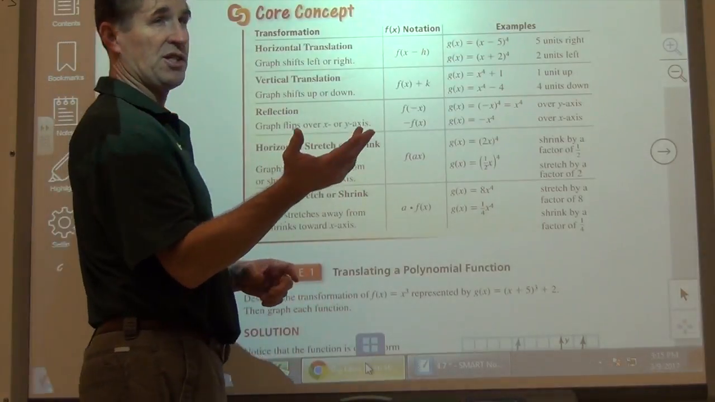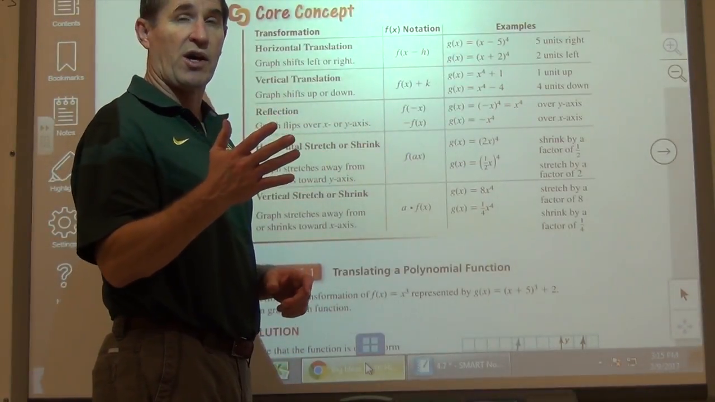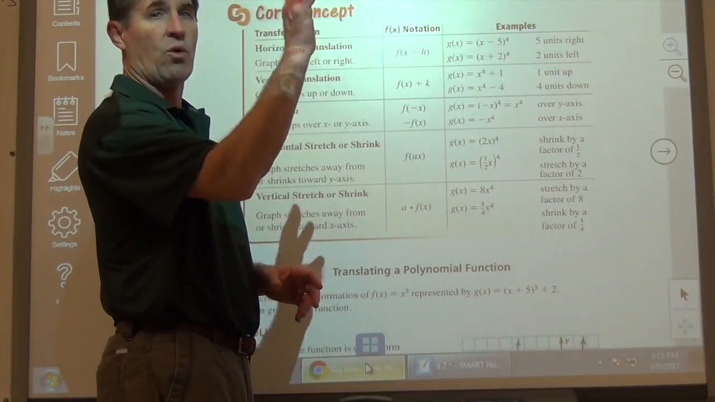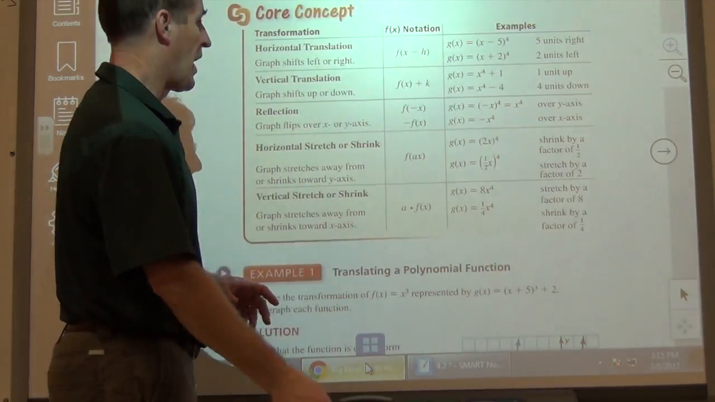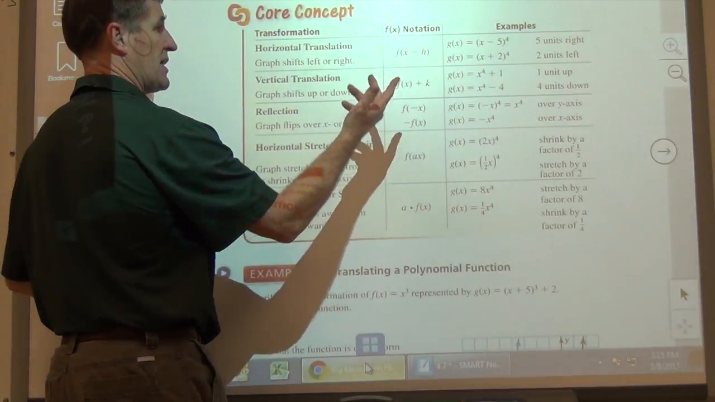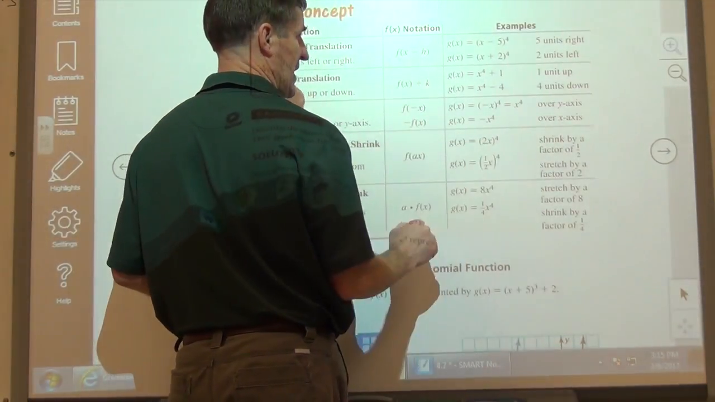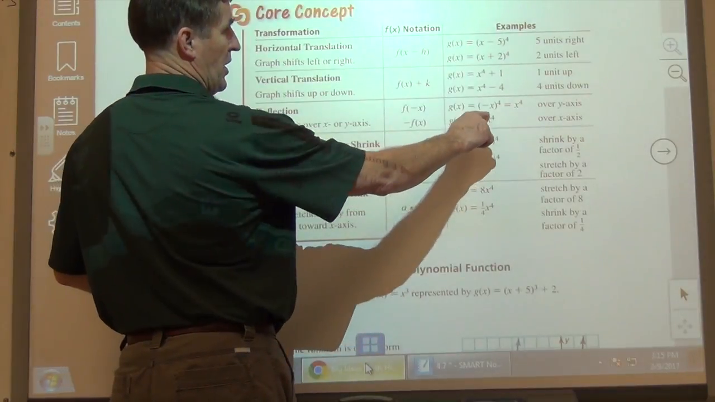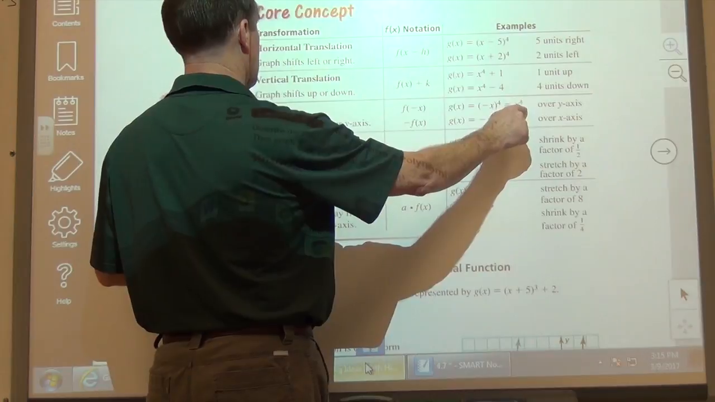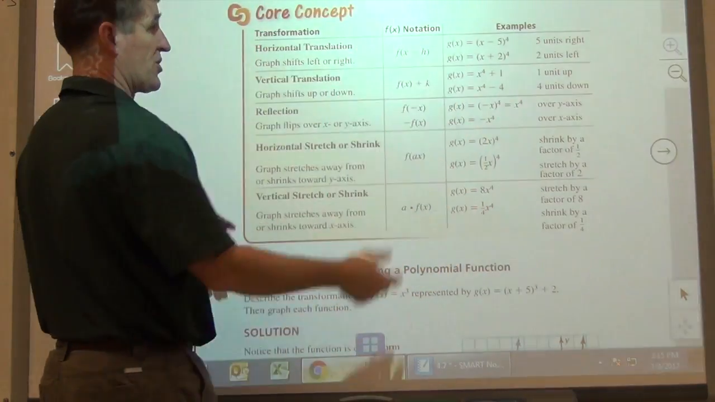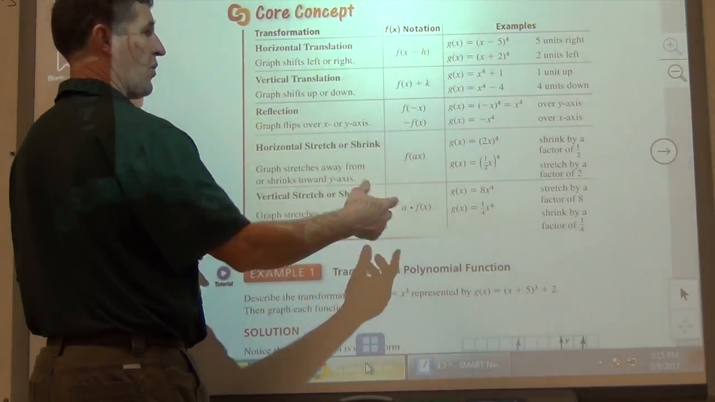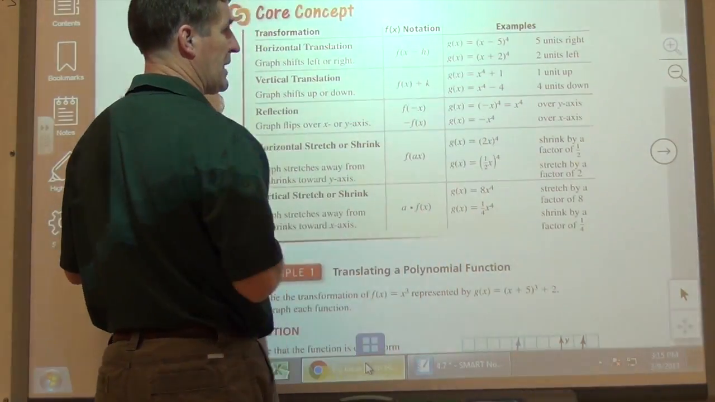Reflections, remember reflections either flip vertically or horizontally. Vertically would be up and down, so that's over the x-axis, and horizontally would be left and right, so that's over the y-axis. So in this case, it's negative x, it just affects the x, so that's horizontal, so it's over the y-axis. You will have to simplify these, so even though you put negative x to the 4th, it ends up back to x to the 4th if we started with x to the 4th. A negative f of x, now it affects the whole thing, so it's over the x-axis, and that would be negative x to the 4th.